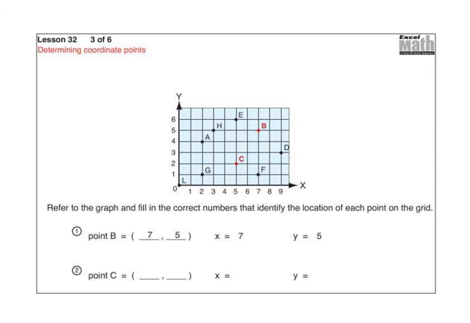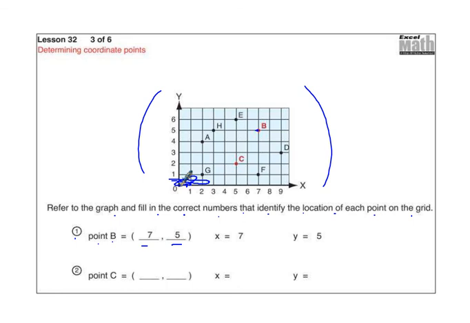Okay, refer to the graph and fill in the correct numbers that identify the location for each point on the grid. So we're going to look at this grid right up here, which you should have on your paper. And then number 1 says point B. We find point B, which is located right there. And then we decide what are the x and y numbers that we need to follow in order to get to that point B. Remember our plane.